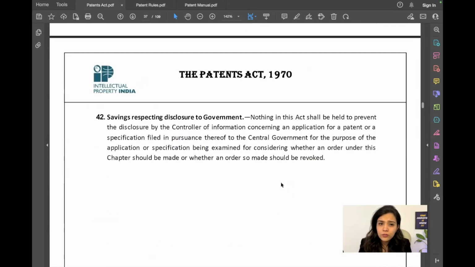And Section 42, which is also a simple section, says savings respecting disclosure to government. Nothing in this Act shall be held to prevent disclosure by the controller of information concerning an application for a patent or specification filed in pursuance thereof to the central government for the purpose of the application or specification being examined for considering whether an order under this chapter should be made or whether an order so made should be revoked. This simply means that if the controller is disclosing your invention to the central government, it will not be considered publication or disclosure. It is a savings clause which saves the controller from the liability of publication or of leaking the invention to an outside body. So if the controller is telling your invention to the central government, that is allowed and the controller would not be liable.